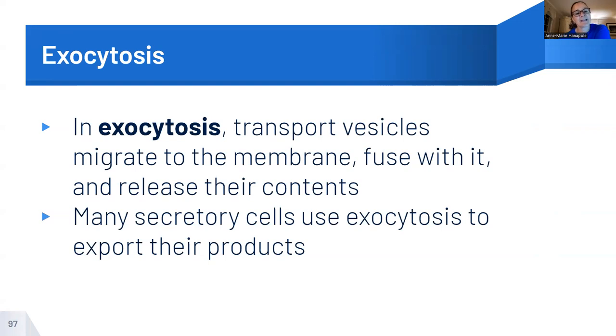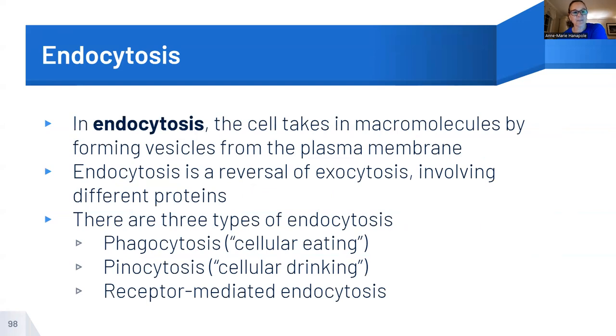So think of exiting the cell. Exocytosis is when a vesicle that contains something to be removed from the cell is going to merge with the cell membrane. It's going to fuse and spill out, releasing its contents to the outside of the cell. And so many secretory cells are going to use exocytosis to get their products, those proteins, out to secrete out of the cell. And then endocytosis is basically the opposite, taking in macromolecules by forming an indentation in the cell membrane, which forms a vesicle that can then move molecules into the cell.